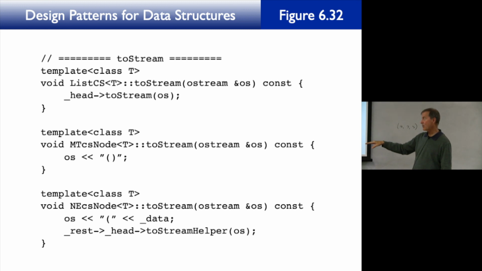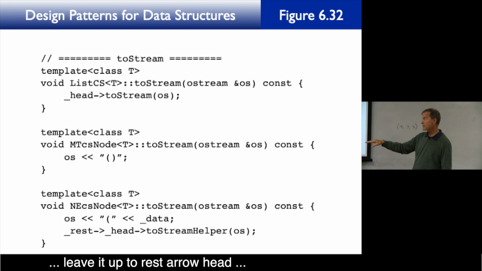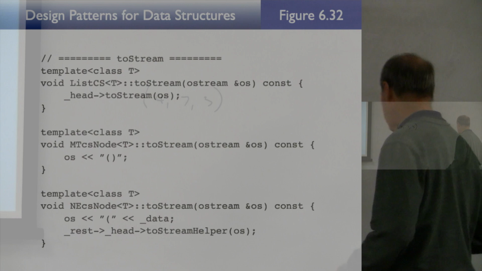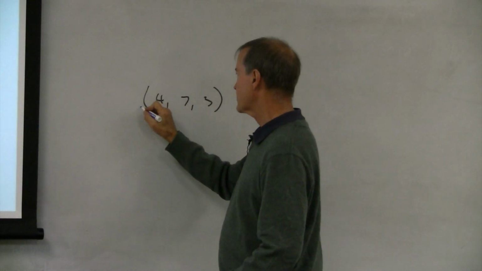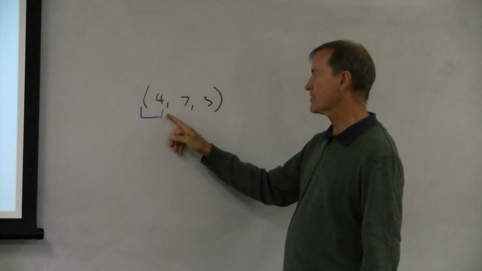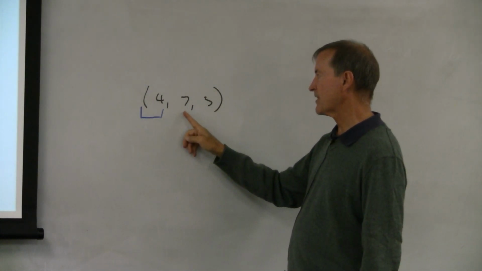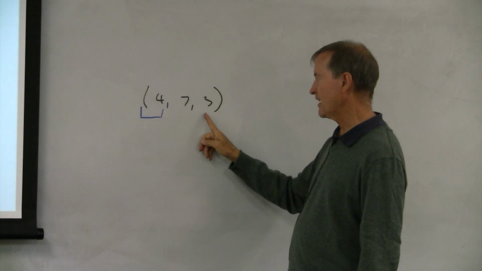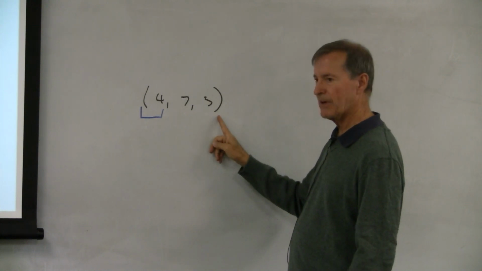And then now we will leave it up to rest dot head, the toStream helper, with giving OS, the output stream. So it prints out this and this. See, they are being grouped like this. So now what's it going to do? It's going to print out a sequence of commas and spaces in the next one. And then when you get to the end of the helper for this, it just has to print out the right paren.